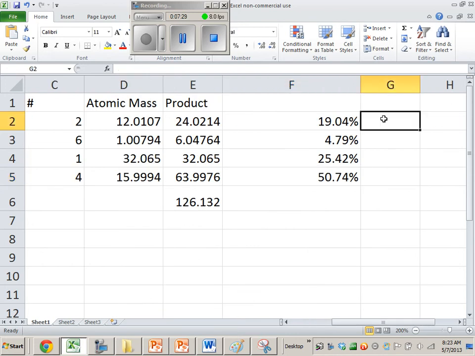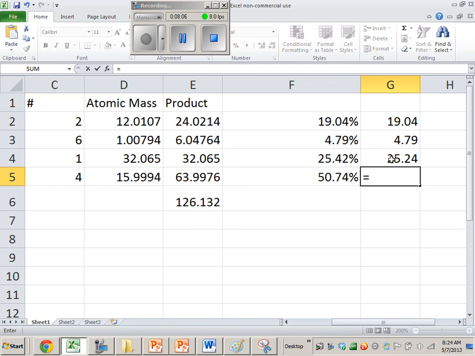So 19.04, 4.79, 25.24. These are the smallest contributors, so I would not mess with these numbers. I would not try to make them distorted at all, because if I have a change in a number here, it's a much bigger change. A hundredth of 4.79% is a much bigger difference than a hundredth of 50.74, sorry. So what I'll do is subtract all this stuff from 100. So 100 minus that, minus that, minus that. So it's 25.42. Uh-oh. I love Excel because I make mistakes.